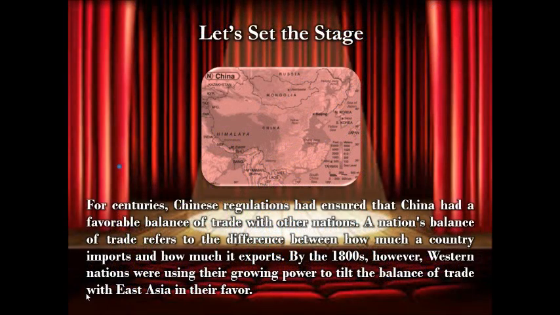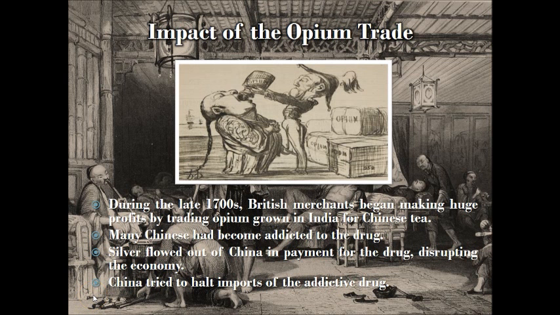Let's set the stage. For centuries, Chinese regulations had ensured that China had a favorable balance of trade with other nations. A nation's balance of trade refers to the difference between how much a country imports, or brings in, and how much it exports, or sends out. By the 1800s, however, Western nations were using their growing power to tilt the balance of trade with East Asia in their favor. Impact of the opium trade.